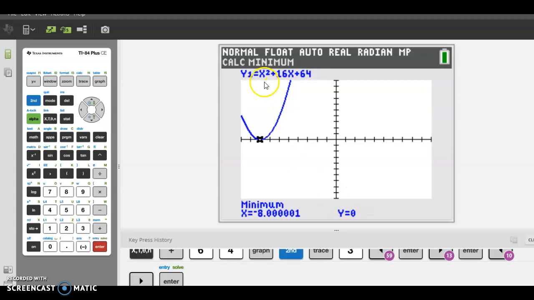Notice that this was a perfect square trinomial. So you'll notice that it only hit the x-axis one time. It would only have one solution.